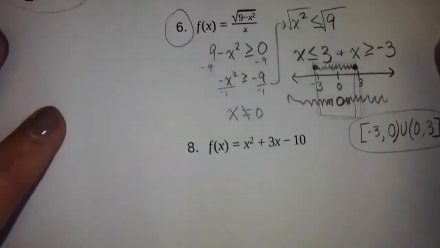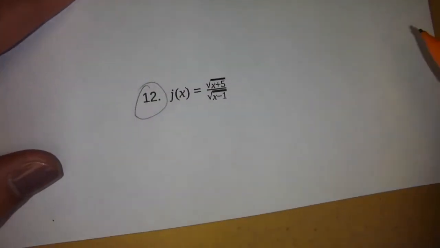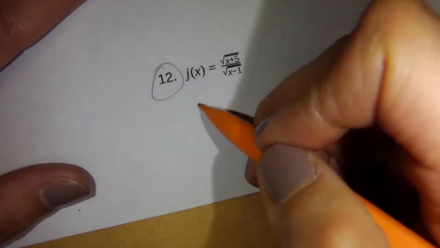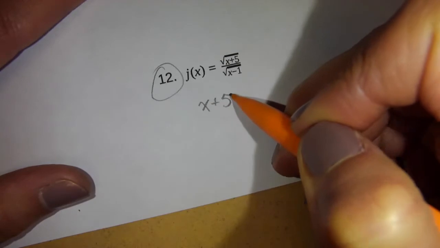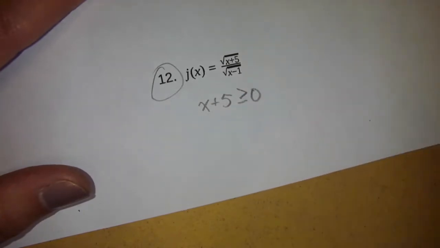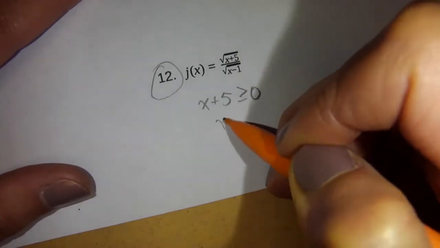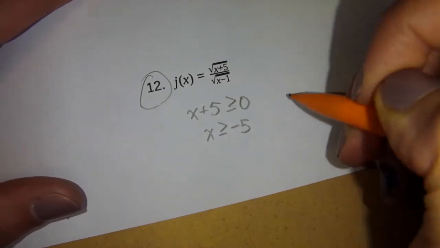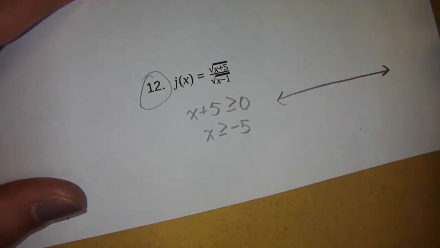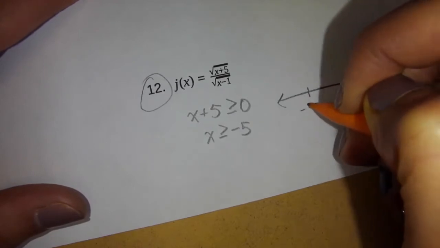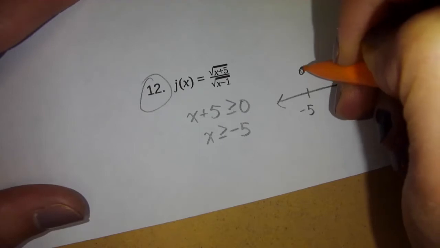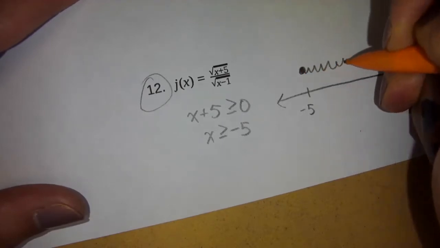Okay, last one, number 12, is similar. We have a fraction, and we have to look for the overlap again. So in the numerator, x plus 5 has to be greater than or equal to 0. So I subtract 5 to get x is greater than or equal to -5. All right, so let me get my number line started. I have -5, and this is greater than or equal to, so I have a closed point at -5 and shaded above.